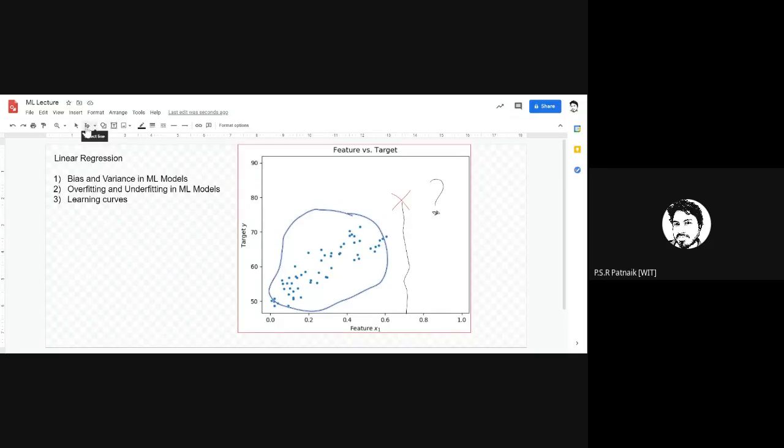Technically, the value of y could be somewhere here as well. It could be here, or somewhere here, or here as well. But why did you guess this value as a more correct point? There should be some basis on which you selected that the likelihood of y being 80 for x1 equal to 0.7. What was the main reason for you to guess the value of y to be 80?